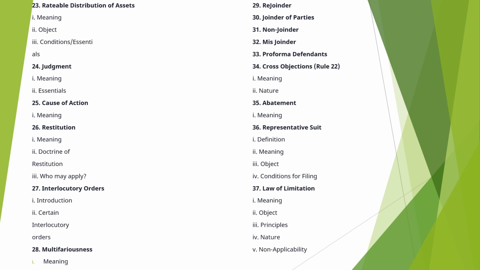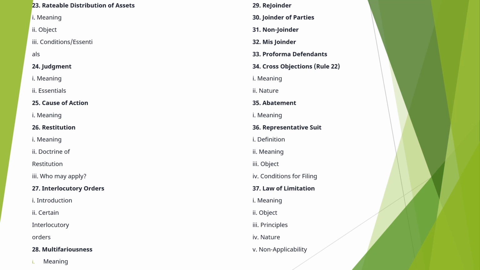Other topic is rateable distribution of assets. What is the meaning, object, conditions, essentials we will see in this topic. Judgment: what is the meaning of judgment, what are the essentials of judgment we will see in this one. Cause of action: what is the meaning of cause of action? Restitution: meaning, doctrine of restitution, who may apply for restitution, we will see in this one. Interlocutory orders: what is the introduction? Certain interlocutory orders we will see in this topic.